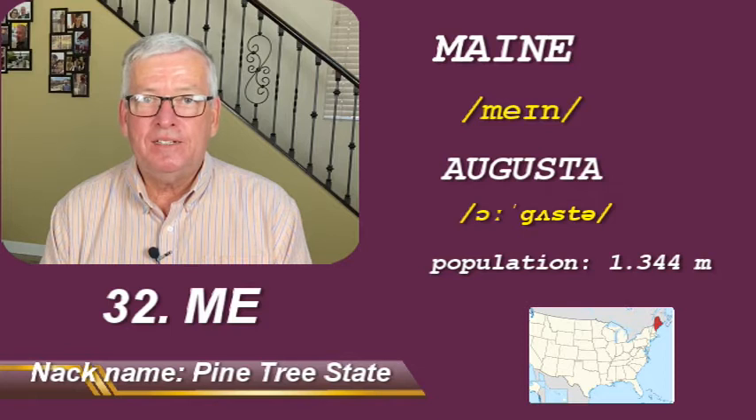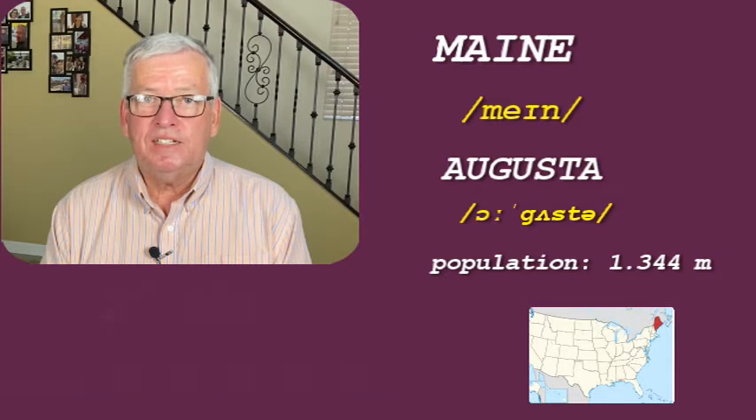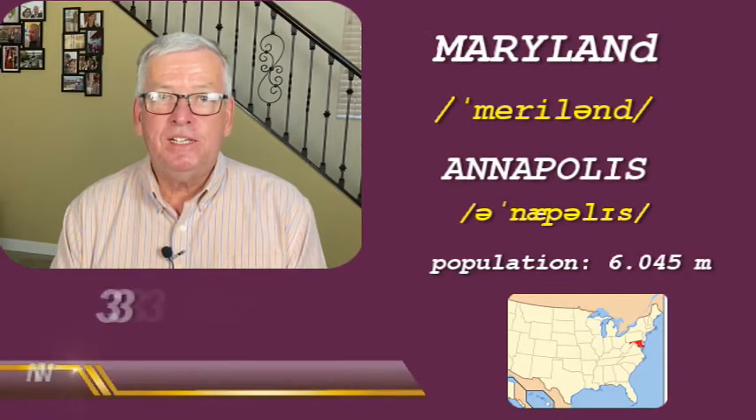Maine. The capital city is Augusta. Augusta. Number 33 is Maryland.